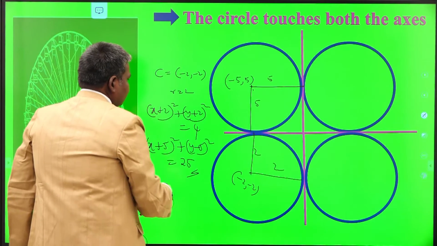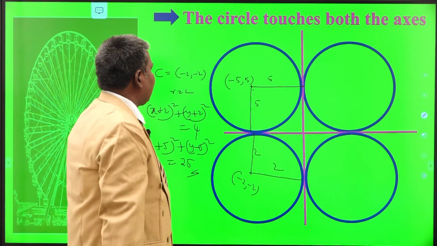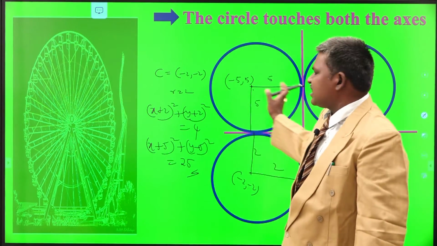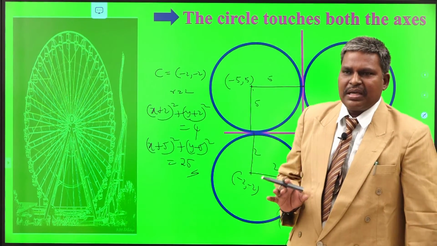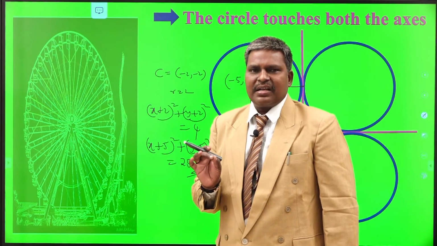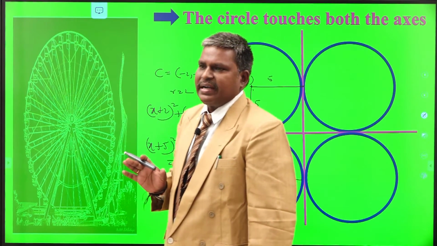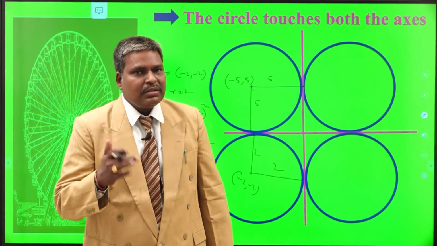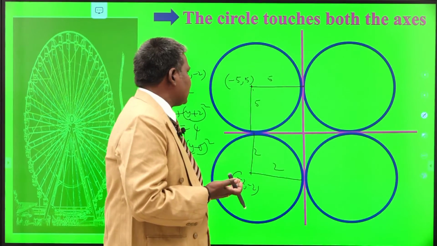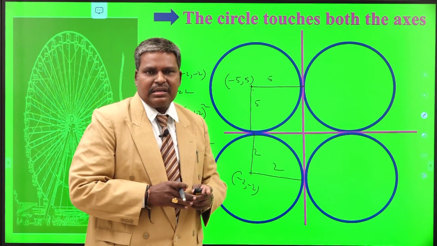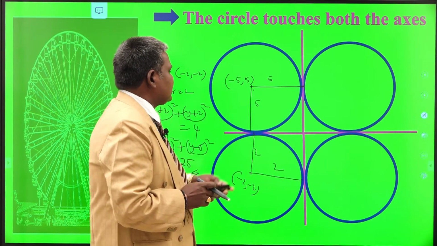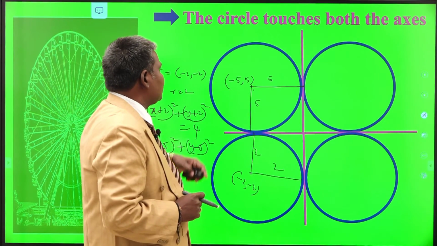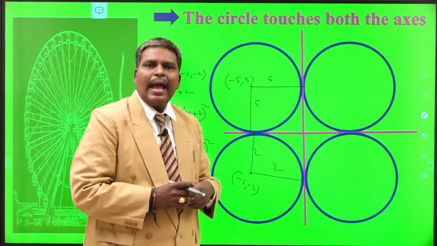That is 25. In this manner, we can write any equation of a circle having some radius that touches both the coordinate axes. Remember, the coordinates of the center of a circle which touches both coordinate axes are always of the form plus or minus r comma plus or minus r. So when you take plus and when you take minus depends upon the quadrant in which the center lies. Okay, this is the way to find the equation of a circle that touches both the axes.